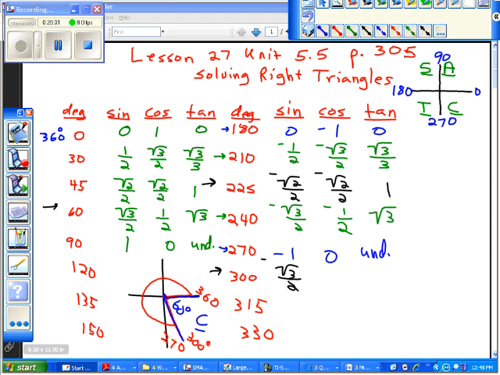What is the cosine of 60? 1/2. We're in quadrant 4 where cosine is positive, so that one's positive this time. What is the tangent of 60? Square root 3, but we're in quadrant 4 where tangent is negative. Okay?